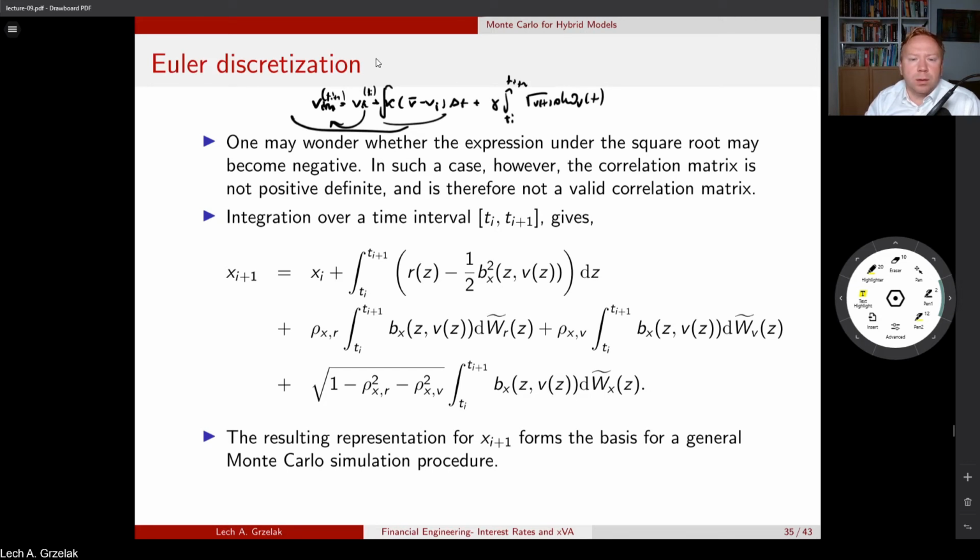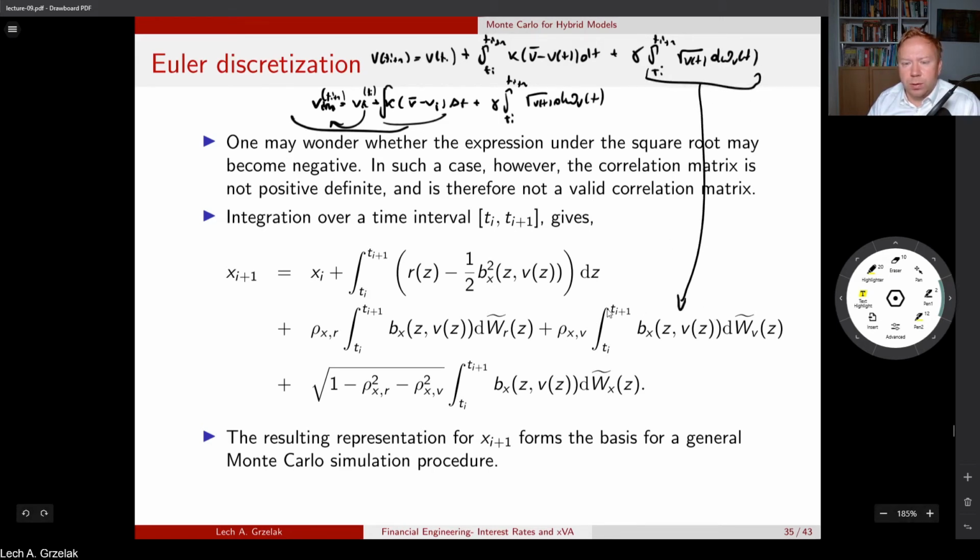So let me maybe, to make it clear, rewrite here: v ti plus 1 is equal to v ti, plus we have the integral from ti to ti plus 1 of kappa times v bar minus vt dt, and then we have this gamma times the integral from ti to ti plus 1 of square root of vt dW vt. So this integral corresponds to this term here. So we can take all those elements on the left-hand side, and then basically we have a nice representation for this rather complicated integral, expressed in terms of samples, or variables, that we know at every point.